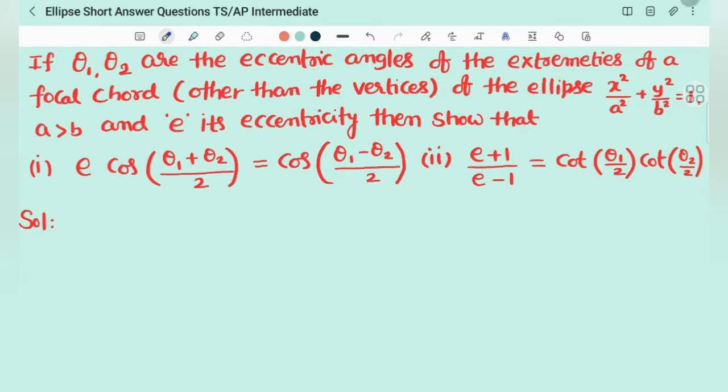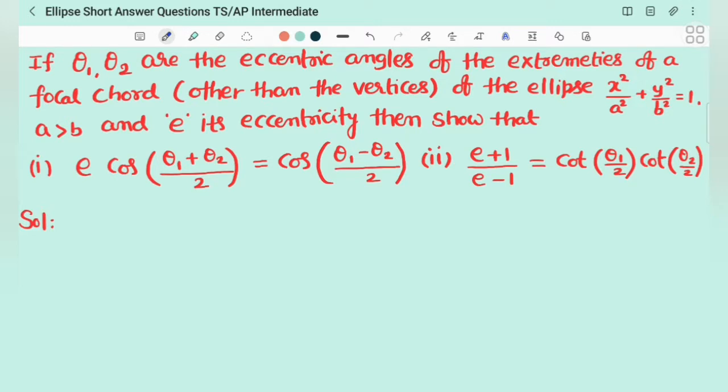the question is, if theta 1, theta 2 are the eccentric angles of the extremities of a focal chord other than the vertices of the ellipse x square by a square plus y square by b square equal to 1, where a is greater than b and e is its eccentricity, then show that the first result: e cos of (theta 1 plus theta 2) by 2 is equal to cos of (theta 1 minus theta 2) by 2. Second result: (e plus 1) by (e minus 1) is equal to cot of theta 1 by 2 into cot of theta 2 by 2.